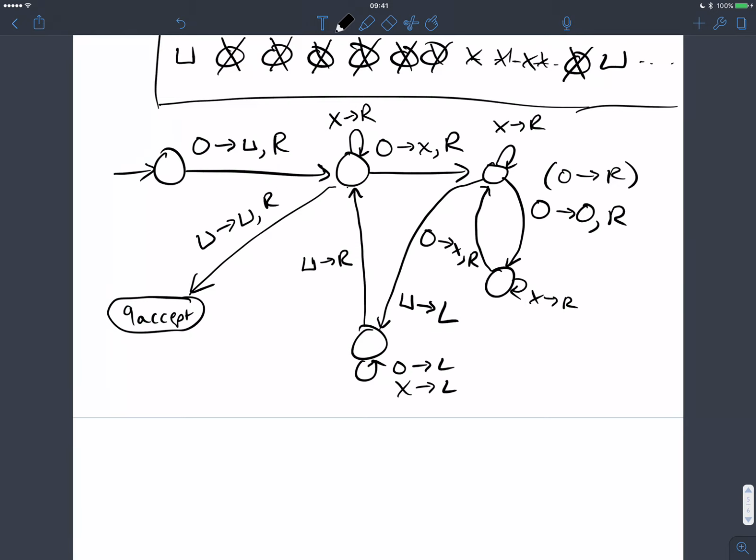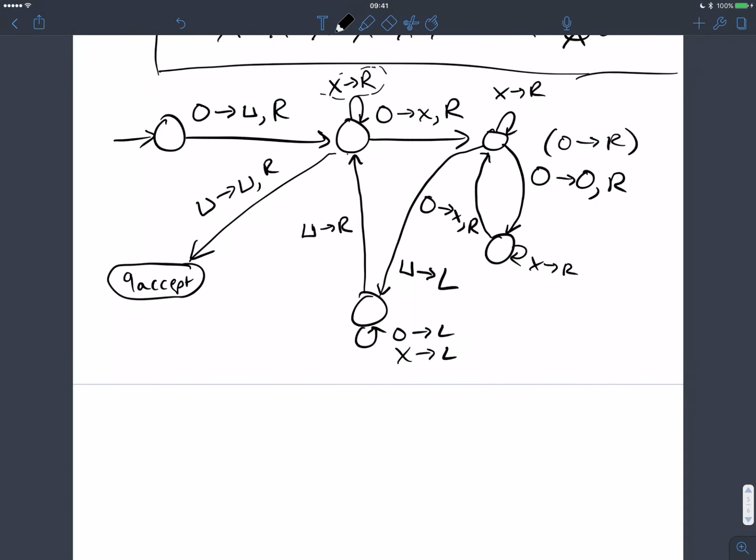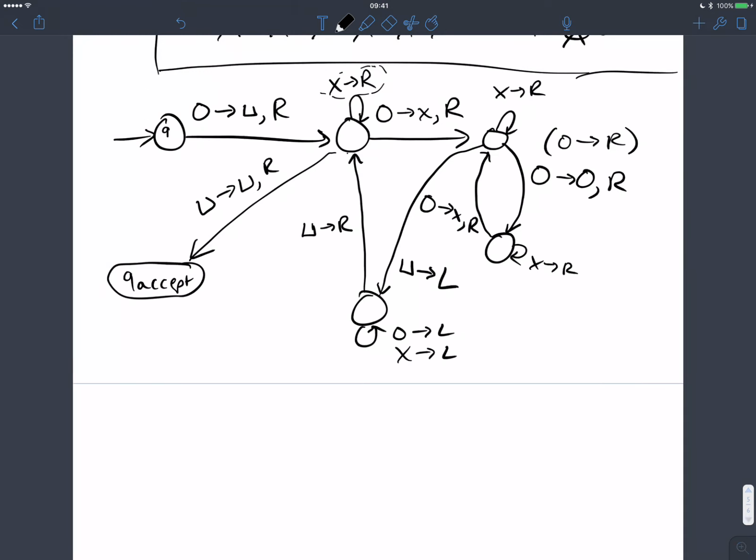Do I handle that logic here? When I come back and I see a blank, if I see all X's and then a blank, do I accept at that point? Yep. So this loop right here goes past all of the X's, and then if it sees a blank, it accepts. You can always move right because there will always be more tape to the right, but not necessarily to the left. That's why I move right. So let's see how this machine goes. Let's name these states: Q1, Q2, Q3, Q4.